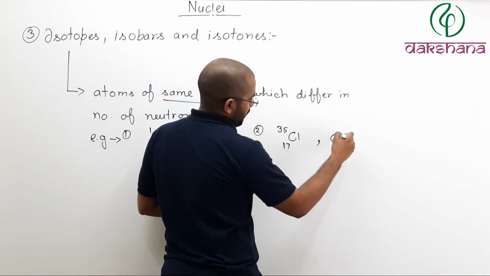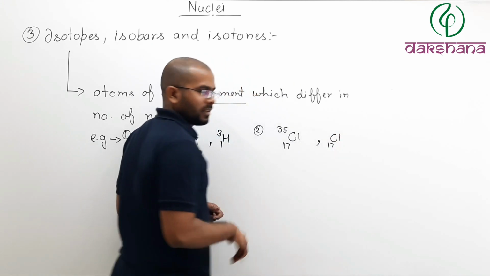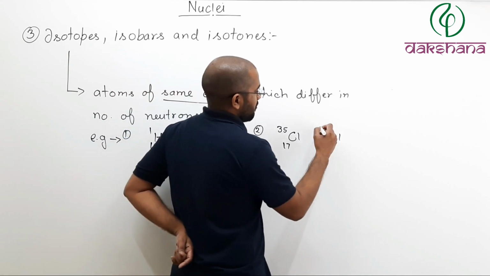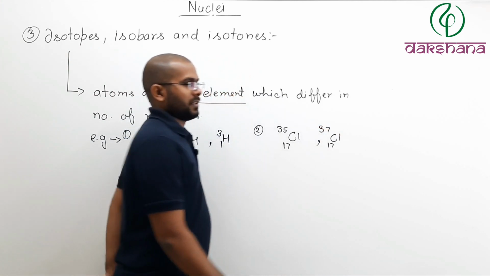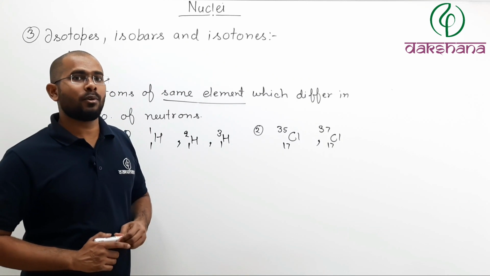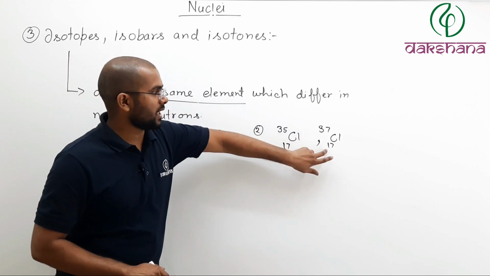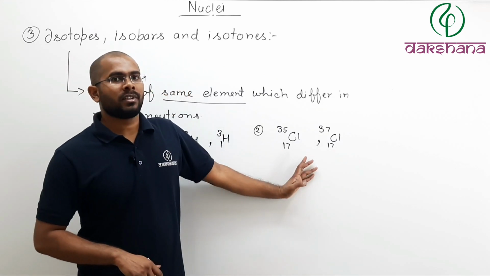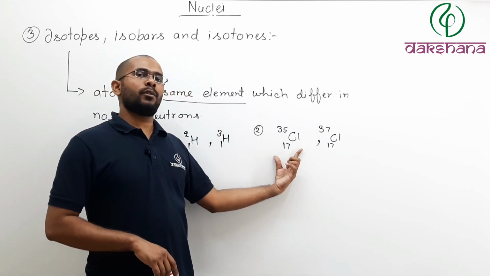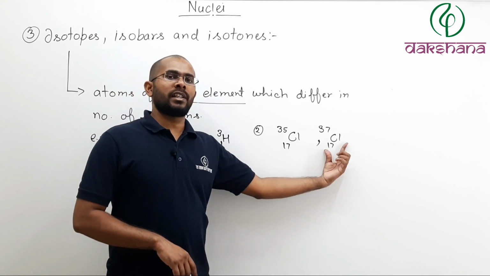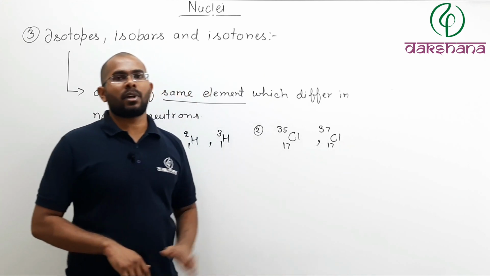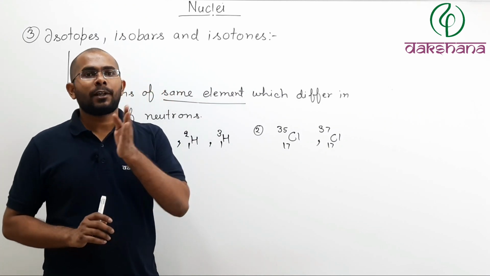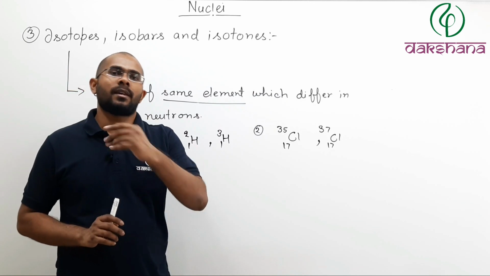Another kind of chlorine atom, whose atomic number will still be the same because it is the same element, so 17, but the mass number changes to 37. Meaning, how many neutrons are there now? 37 minus 17, there are 20 neutrons. So both are chlorine atoms, but one has 18 neutrons and one has 20 neutrons. So the number of neutrons changes in the case of isotopes, while the atomic number remains the same.